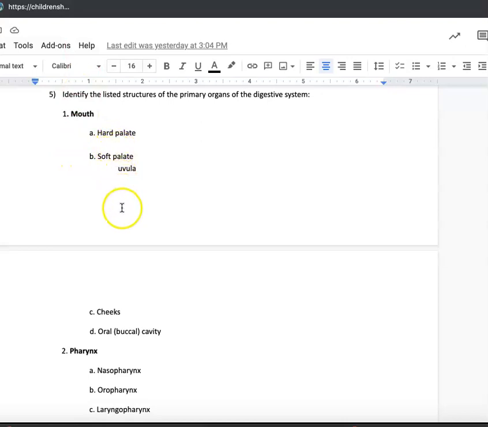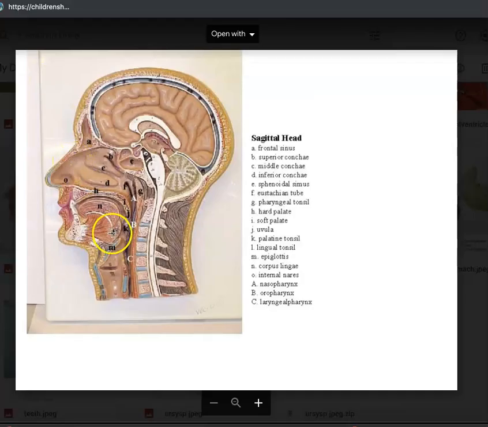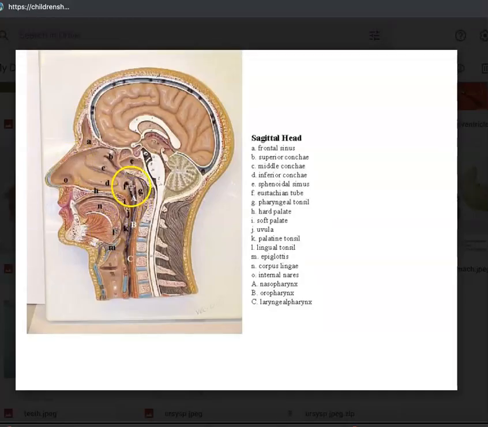So we're going to look at the hard palate, soft palate, uvula, the cheeks, the oral cavity, and then the 3 parts of the pharynx. And then we'll look at the tongue also. Okay, so what you need to know on this is the pharynx. The pharynx goes from the back of the nose all the way down to here, which is the split between the trachea and the esophagus. In digestion, we are concerned about this transport down here into the esophagus.